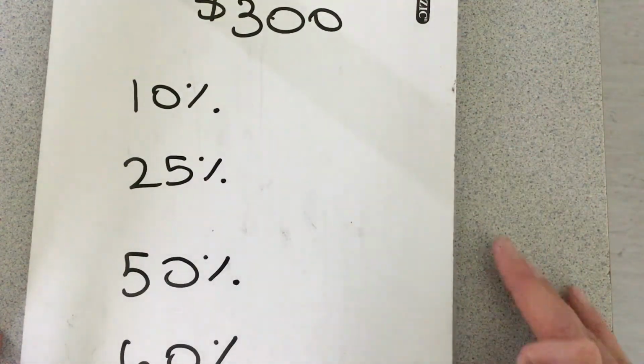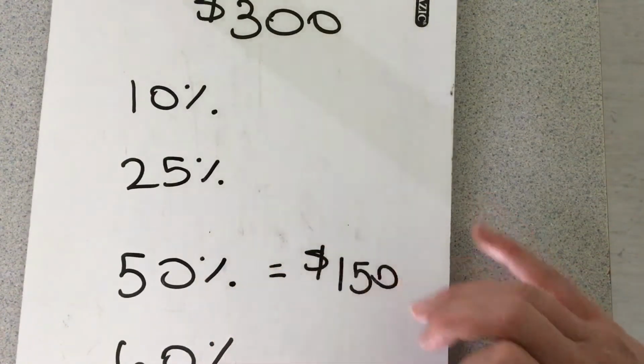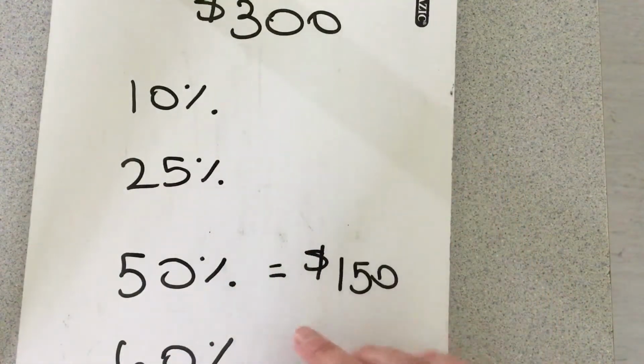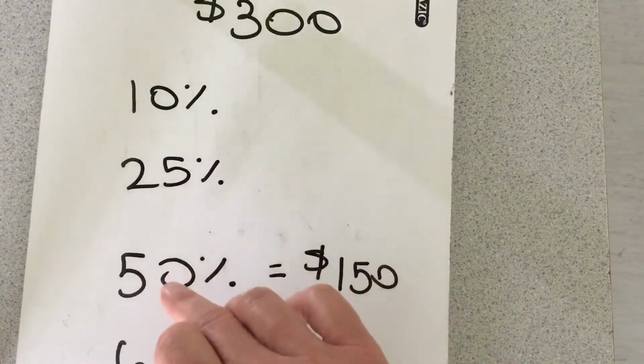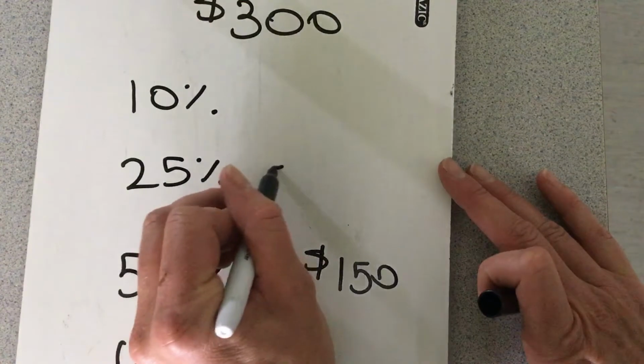So I have $300. What is half? Well, that's easy. That's 150. And then if I need to find 25% off, all I do is halve it again, because half of 50 is 25. So if I halve this, I get it. That means I get 75.